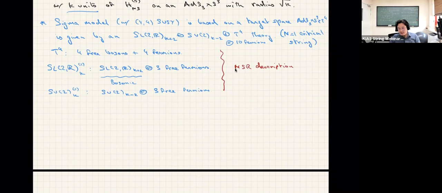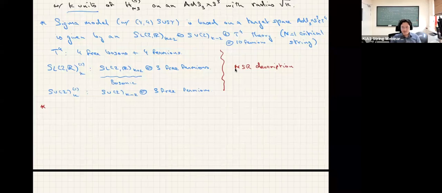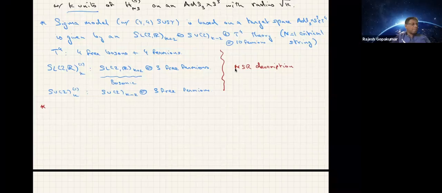Is there some Green-Schwarz like a description for this? I will come to that. Right now let's stick with this, because that's the advantage of the NS... the fundamental string NS5 brane system is that you can have an NSR description because there are no Ramond-Ramond fluxes. So that's what I'm trying to exploit over here.